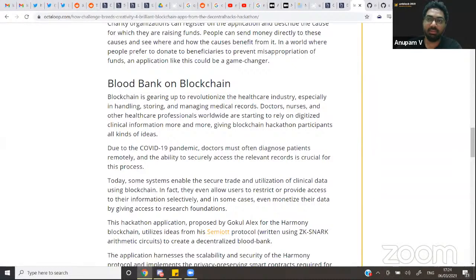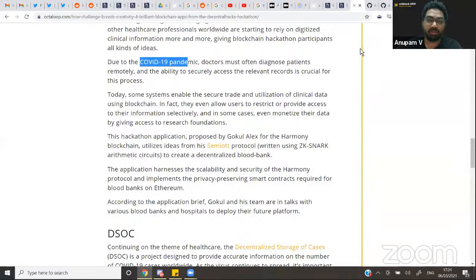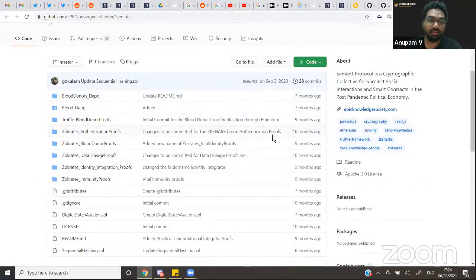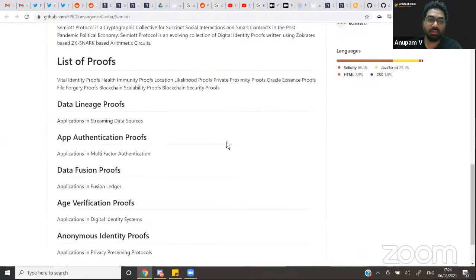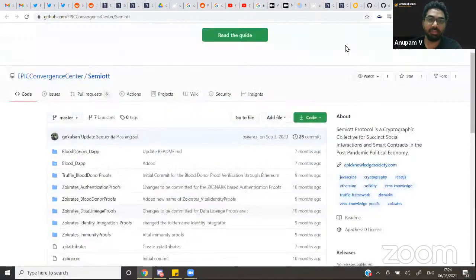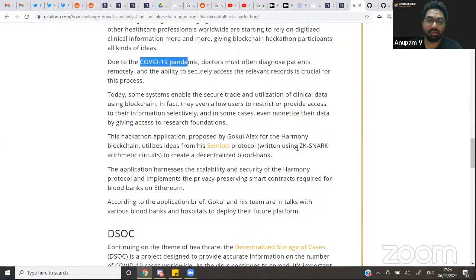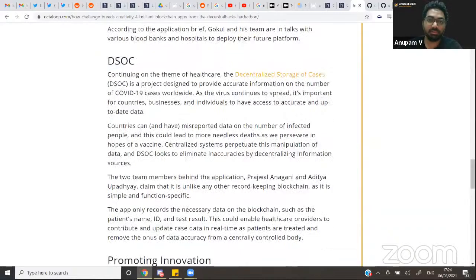Blood Bank might seem like a very generic idea, again focused around the COVID-19 pandemic, but they did a pretty good job at it. I remember these guys were at it in Discord, asking questions and really building a robust solution around it. Pretty neat. They also used ZK-SNARKs and all the high tech. This was submitted by Gokul to Harmony. And then there was DSOC, decentralized storage for cases.